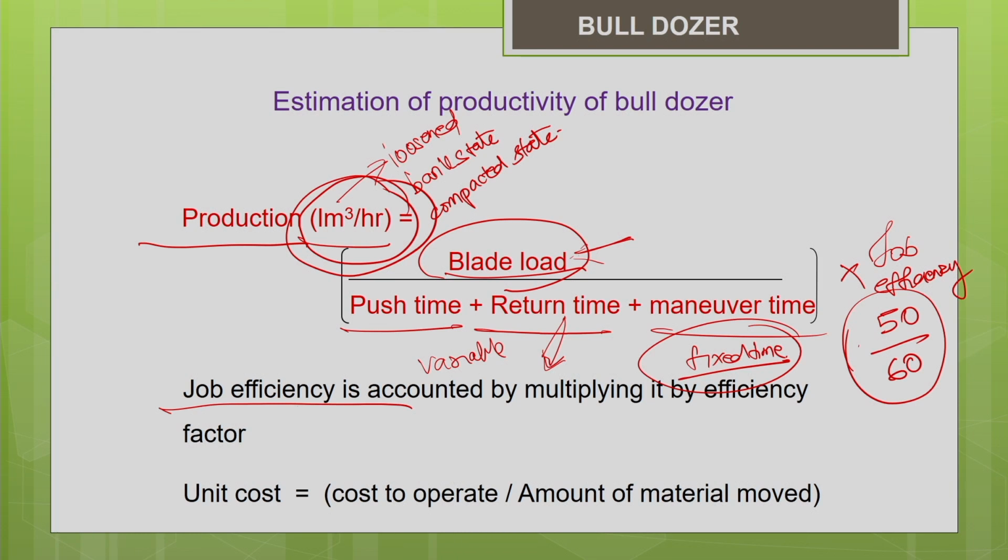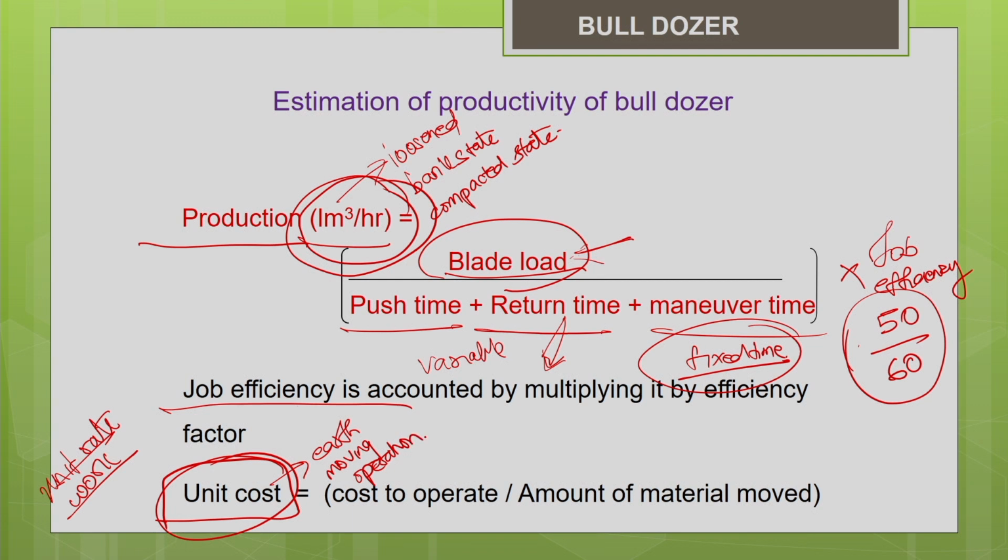After this you have to calculate the unit cost of production. This is a very important term, because as I told you, when you plan for bidding in unit rate contract, unit rate work, we are very much interested in this data. What is the unit cost associated with every activity? Unit cost of earth moving operation. So, how do we find the unit cost of earth moving operation?